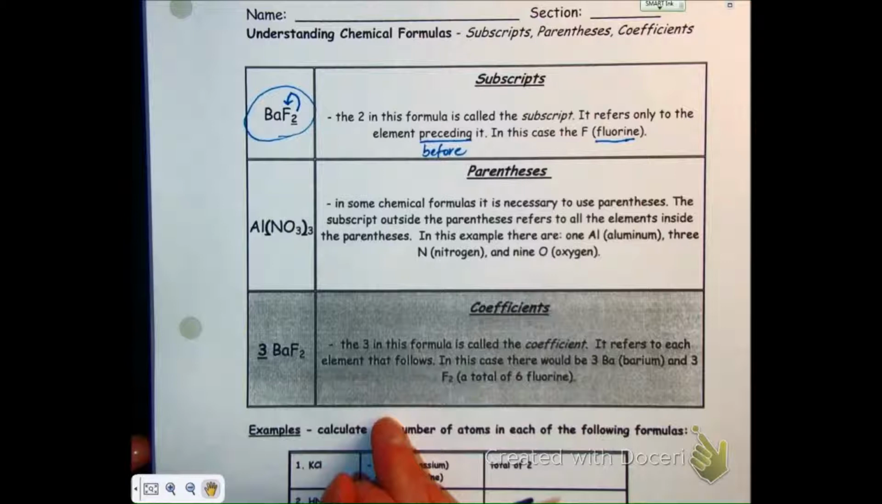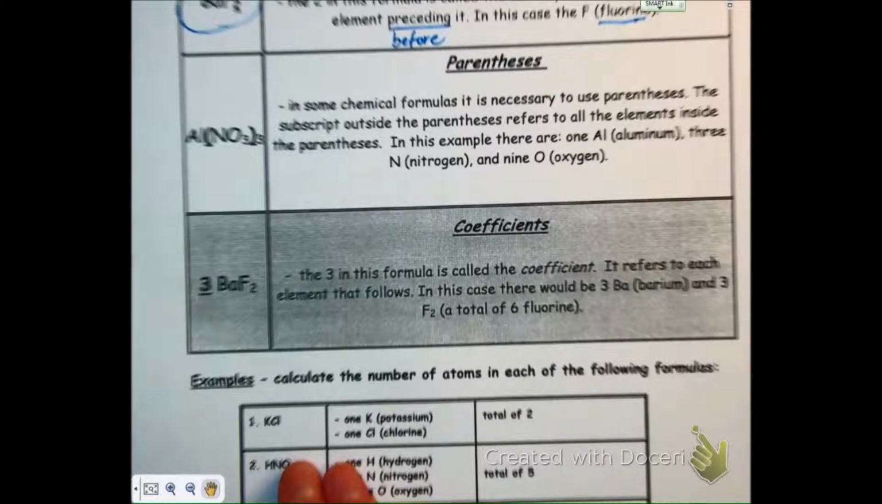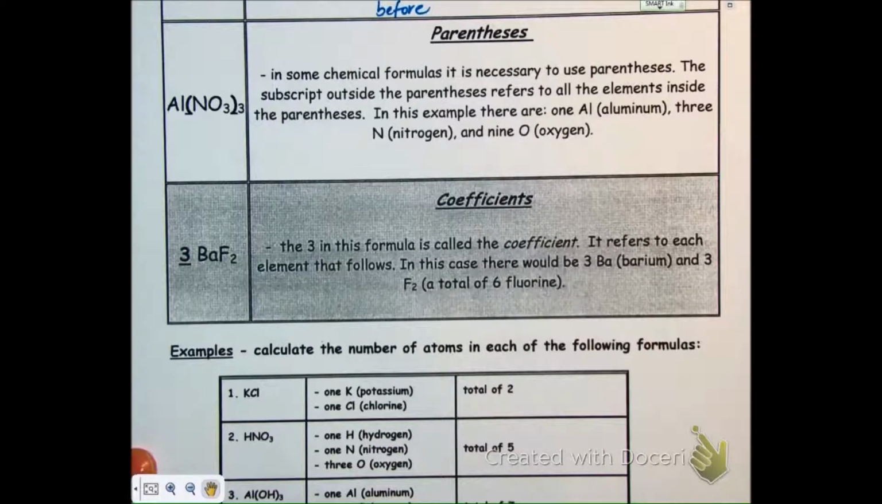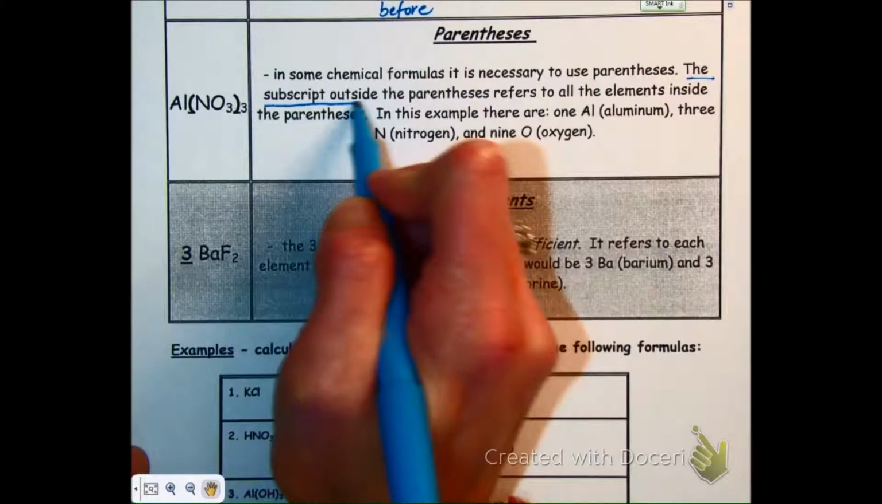Then we also have parentheses. In some chemical formulas, it is necessary to use parentheses. The subscript on the outside of the parentheses is going to refer to all of the elements inside the parentheses. So let's underline that. That's very important information. The subscript outside the parentheses refers to all of the elements inside the parentheses.